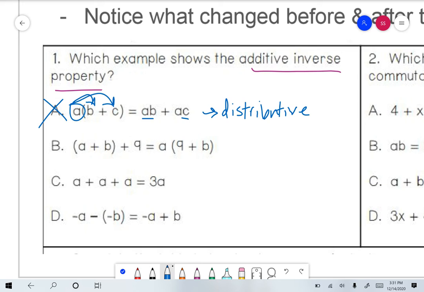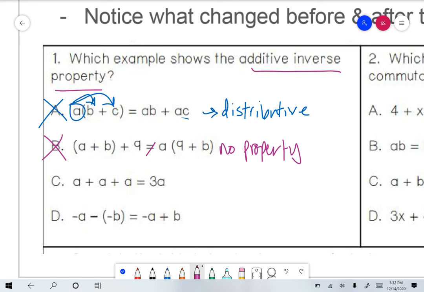Option B, we have A plus B plus 9 equals A times 9 plus B. This is a little tricky. Most people would say associative, and you would be right if there was a plus sign between that A and the parentheses, because then we'd just be changing what's being grouped. However, it's actually changing the operations from adding to multiplying. So this actually isn't even a property because they are not equal expressions. They're not equal, so that doesn't even work.